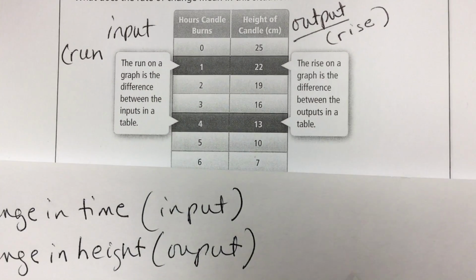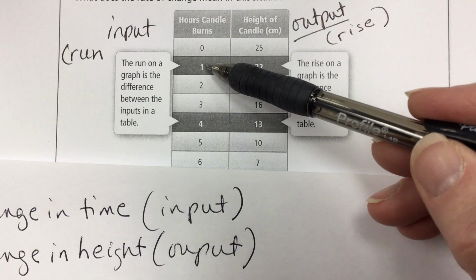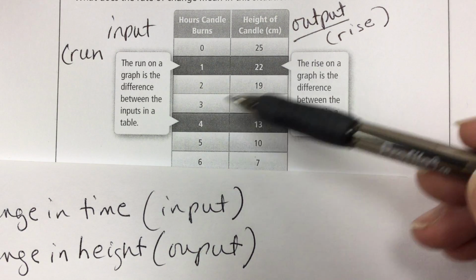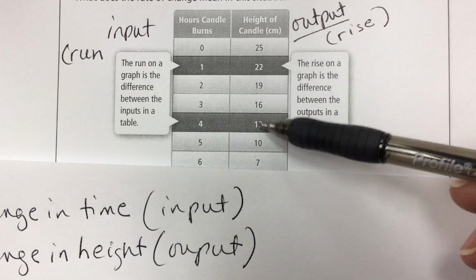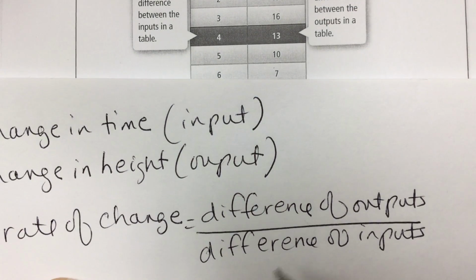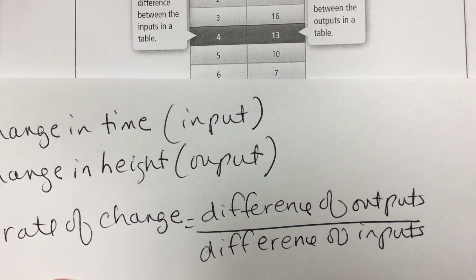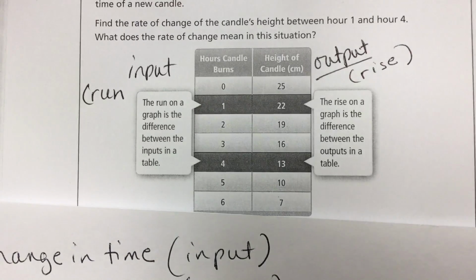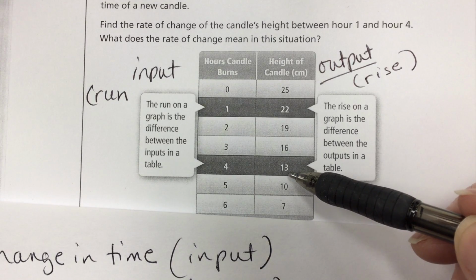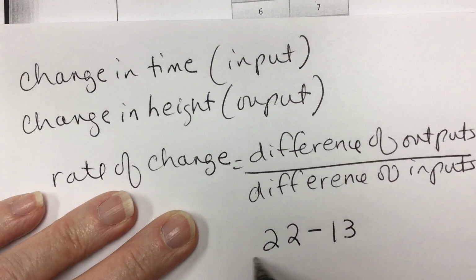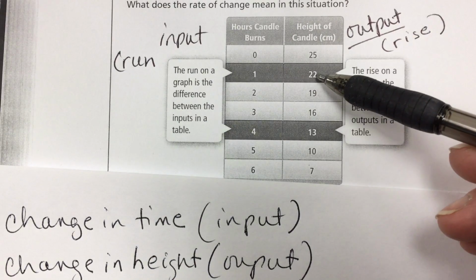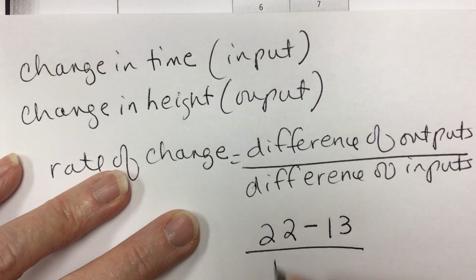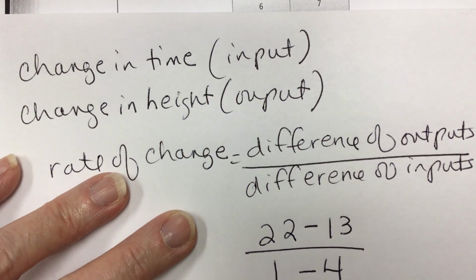So, looking at our table, we are finding the rate of change between hour 1 and hour 4. So let's subtract the y's. Subtracting the y's, you have 22 minus 13 over, if I started with 22 here, I'm going to start with 1 here. 1 minus 4.